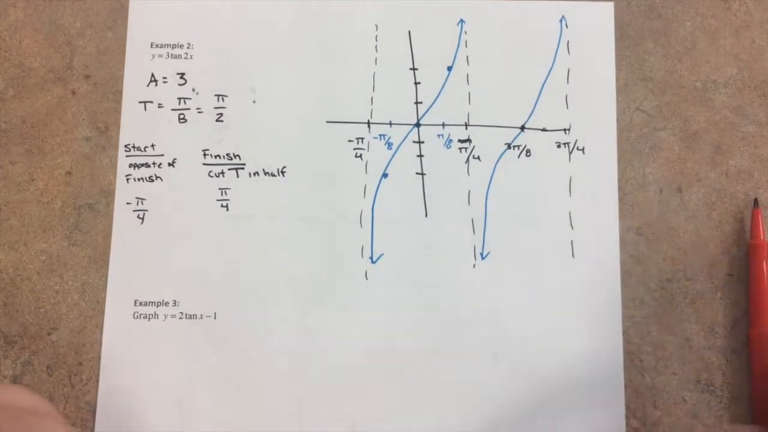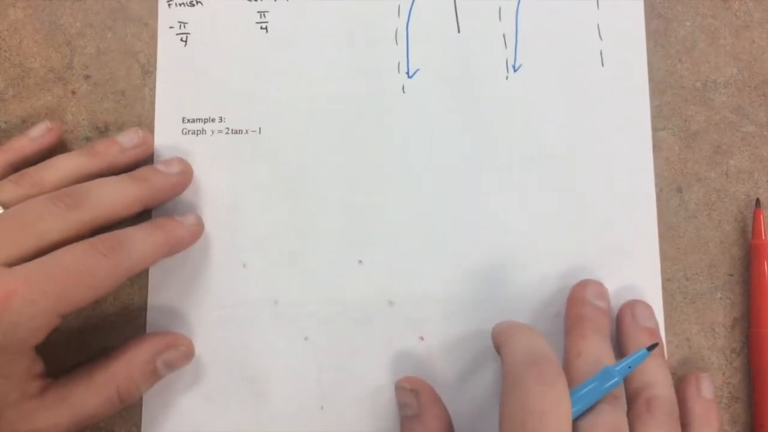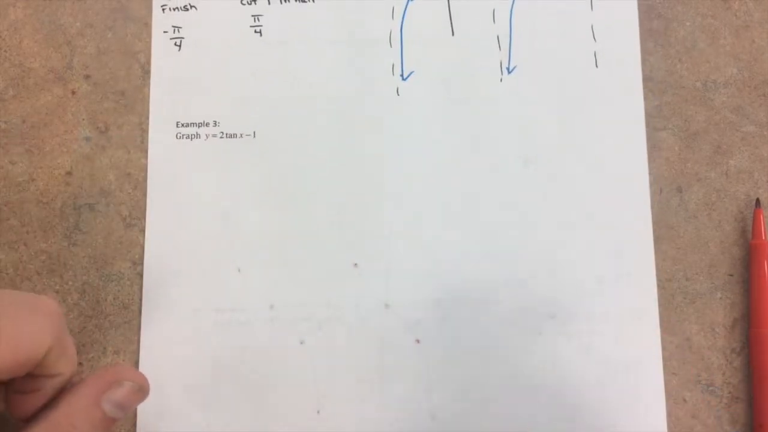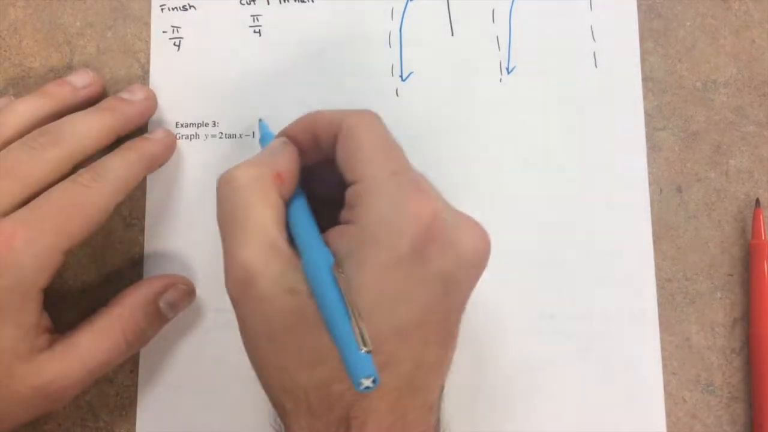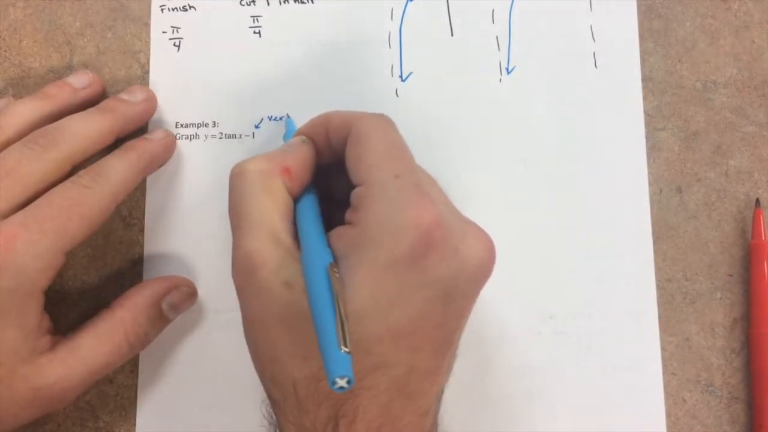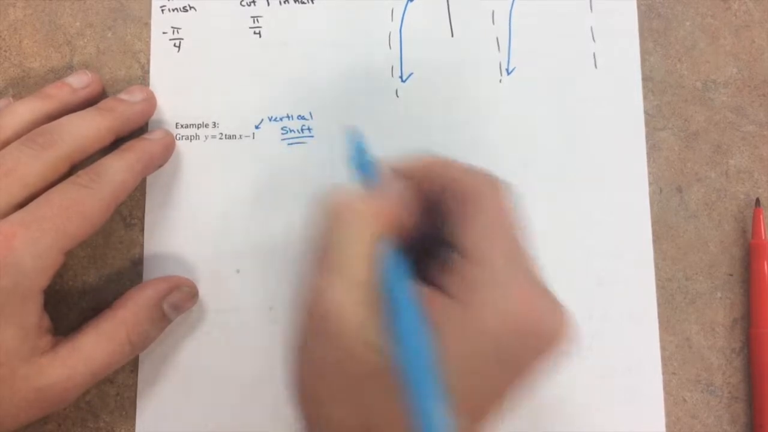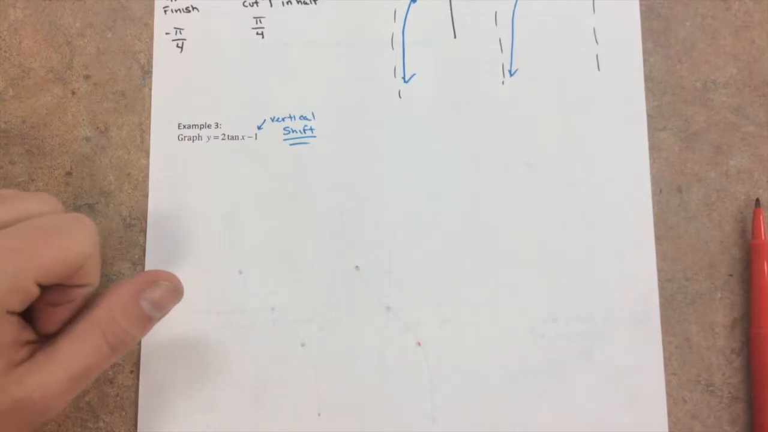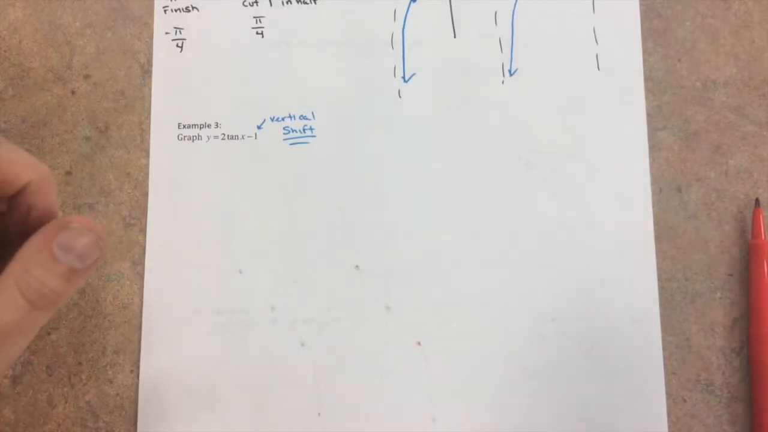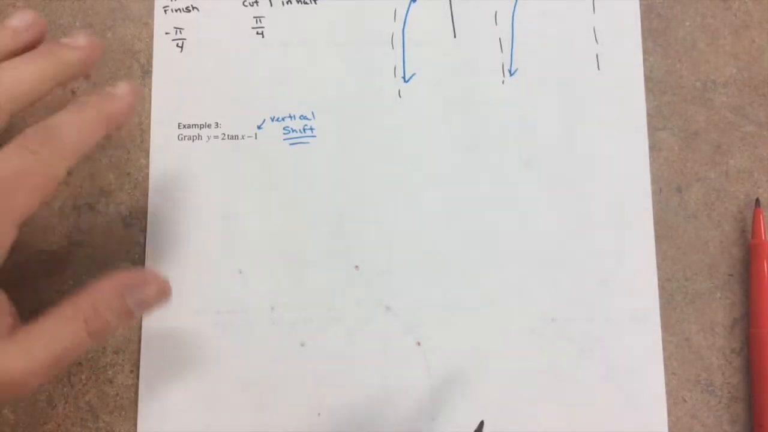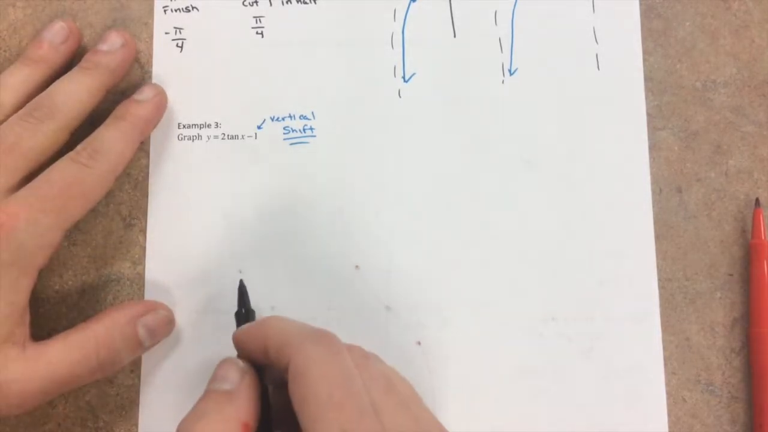So last up, example 3, which is the tangent of 2x minus 1. And you see if this minus 1 is on the outside, this is going to be a vertical shift. And we haven't seen these yet, but I think we can handle it if I start introducing them now. So with this vertical shift, we're going to save that to the graph.